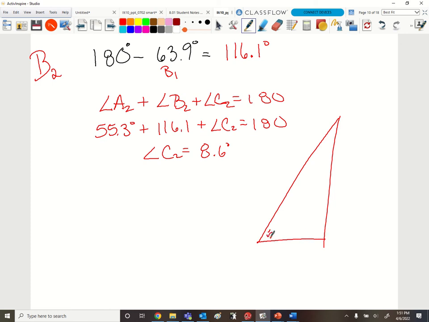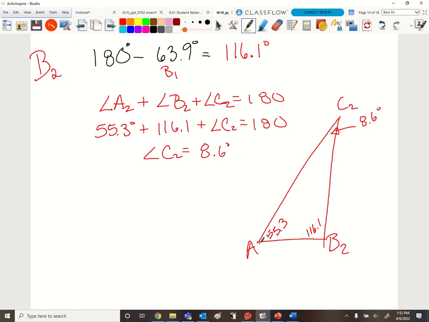So this one was 55.3. This is 116.1. And this one right here is going to be my C, which is 8.6 degrees. And that's A. Why did the A fit? Because A is A. We didn't solve for it, did we? That's given to us, so that is a definite. A is that value. But since we're dealing with an ambiguous case, angle side side, we're going to have two triangles, and it's going to look like this. So this is my triangle 2.